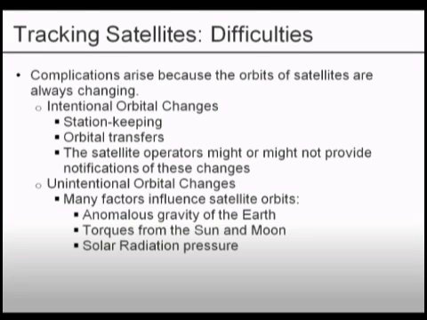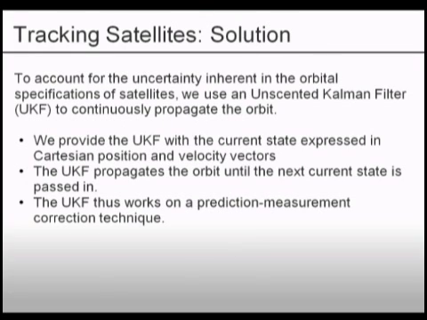Unintentional orbital changes: the orbits are always decaying, they're changing, and there are a couple of factors that influence that. For instance, there's the anomalous gravity of the Earth. Since the Earth isn't a perfect sphere and some areas are denser than others, satellites don't orbit perfectly as we would hope from Kepler's laws. There are torques from the gravities of the sun and the moon as well. And there's also solar radiation, so the light hitting the spacecraft actually puts some sort of thrust on it and it changes position. Next slide.